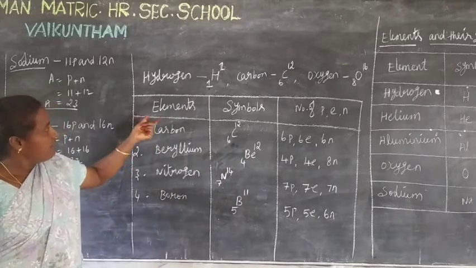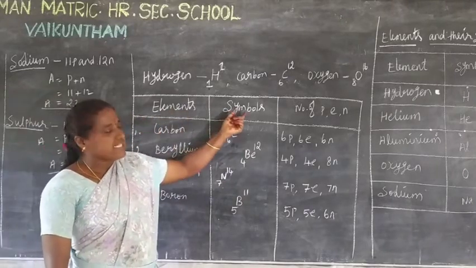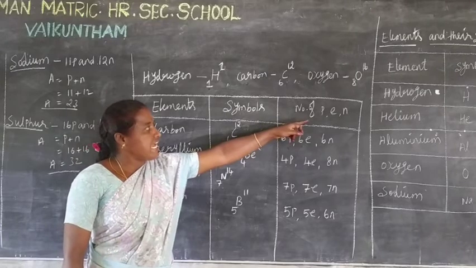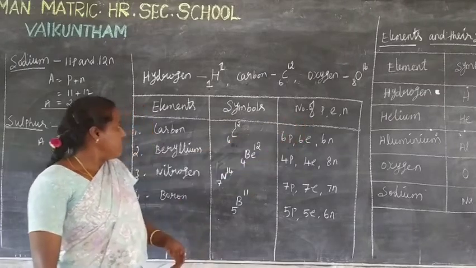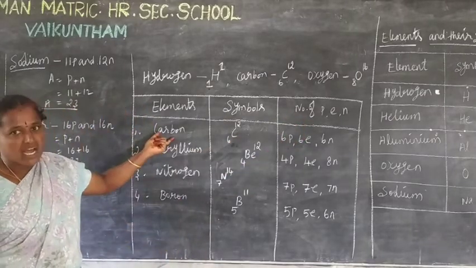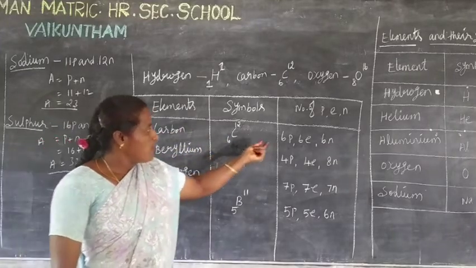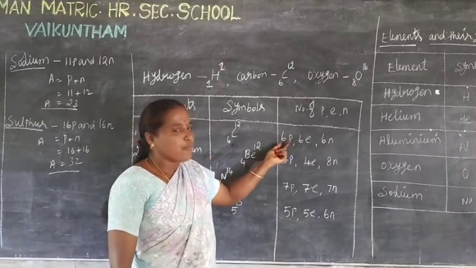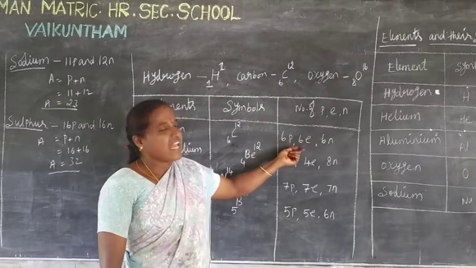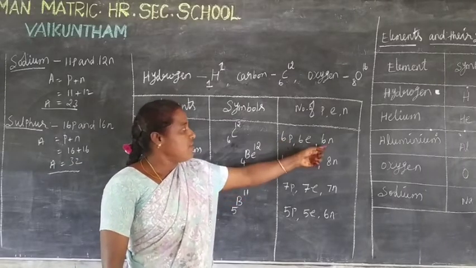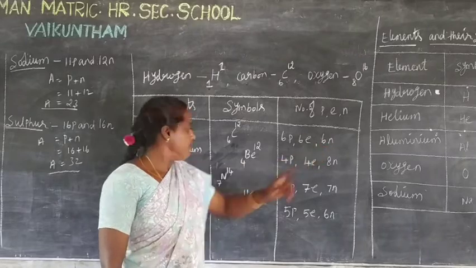Okay, all the elements in the periodic table have the following combination of protons, electrons and neutrons. Next, see here, elements, symbols and number of protons, electrons, neutrons are given. First one element, carbon. This is the symbol for carbon. Number of protons is 6. Number of electrons is 6. Number of neutrons also 6.